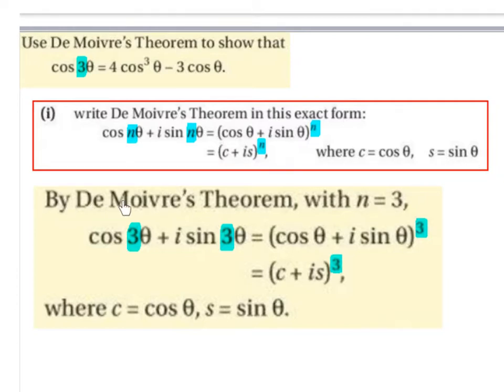So by De Moivre's theorem, when n equal to 3, so we're basically going to swap each of these n's highlighted in blue for 3, we get cos 3θ plus i sin 3θ equals (cos θ plus i sin θ) to the power of 3, which equals (c plus is) to the power of 3, where c is equal to cos θ and s is equal to sin θ.